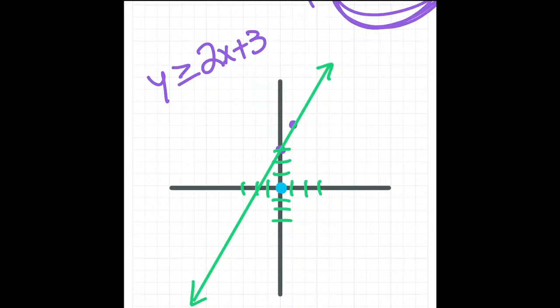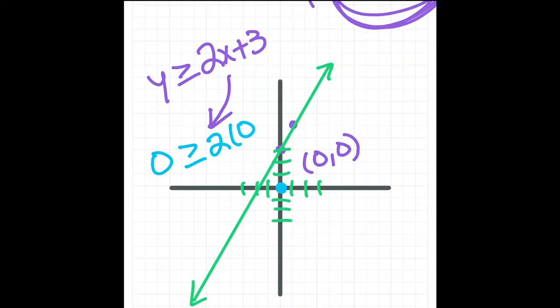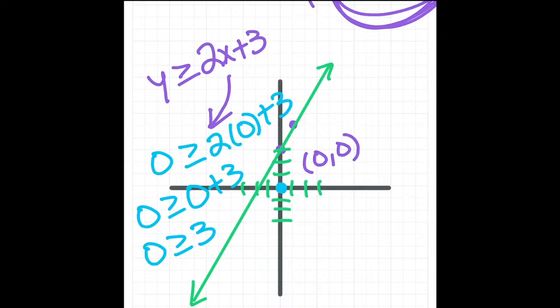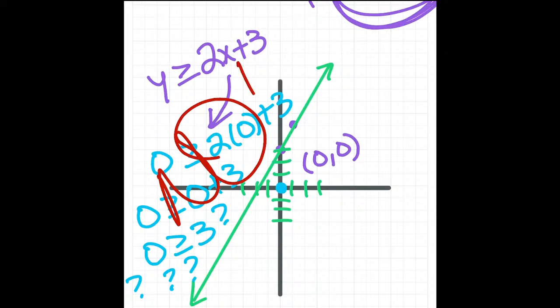All right, now let's plug in 0, 0. So let's do 0 is greater than or equal to 2 times 0 plus 3. Therefore, 0 is greater than or equal to 0 plus 3. Therefore, 0 is greater than or equal to 3. Is that true? That would be a hot no. You're capping. The answer cannot be up here.